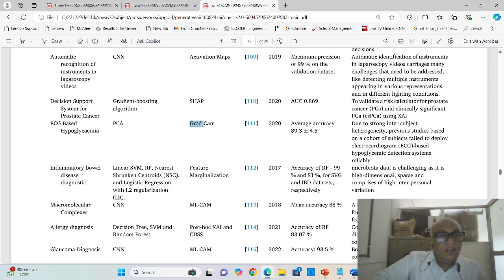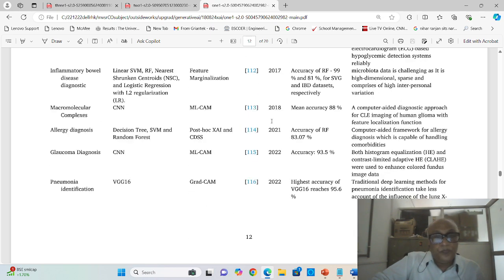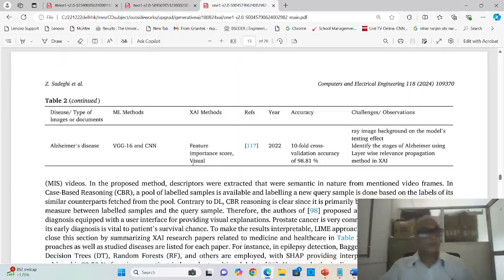GradCam also is very popular. You can see here GradCam being applied along with PCA-ML for ECG-based hypoglycemia. You can also see GradCam being applied along with VGG16 for pneumonia identification.